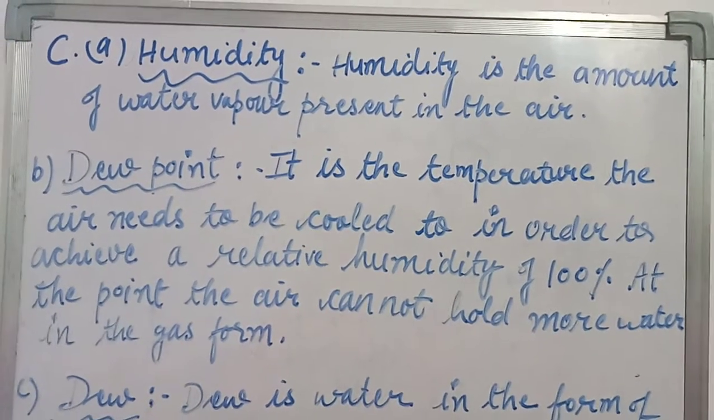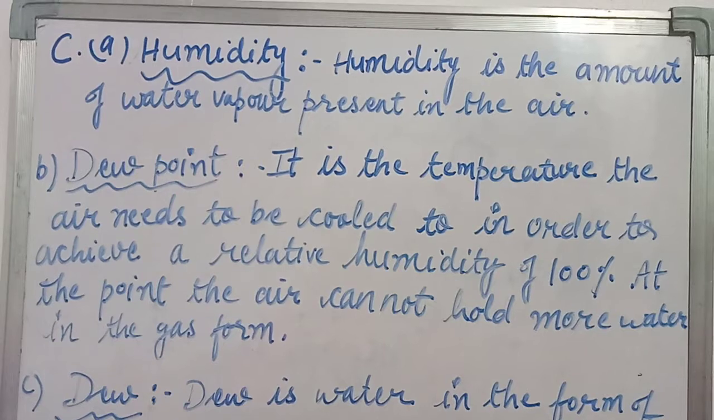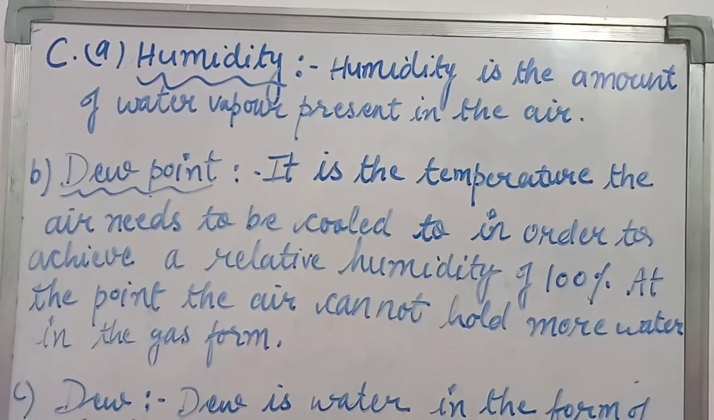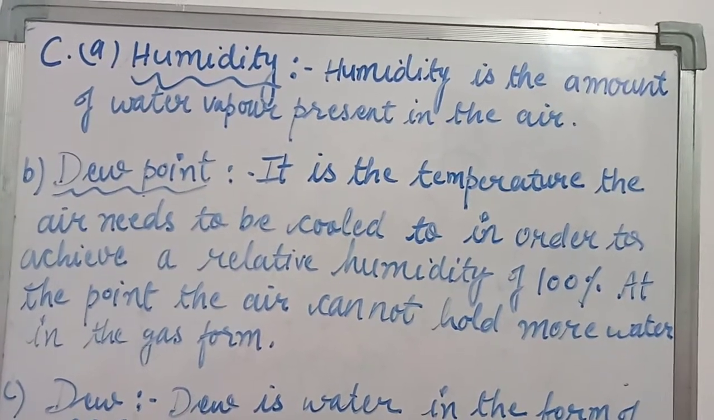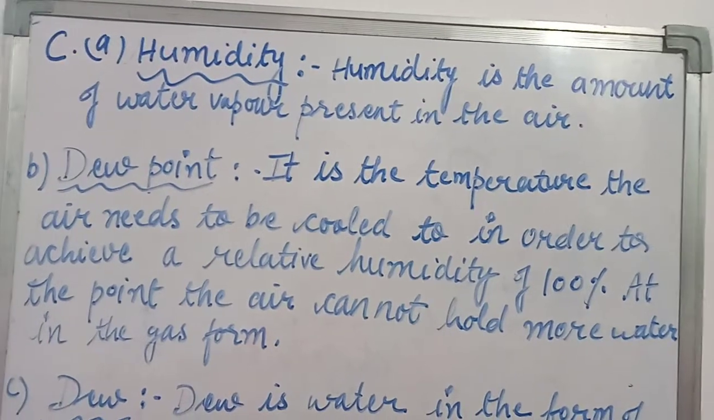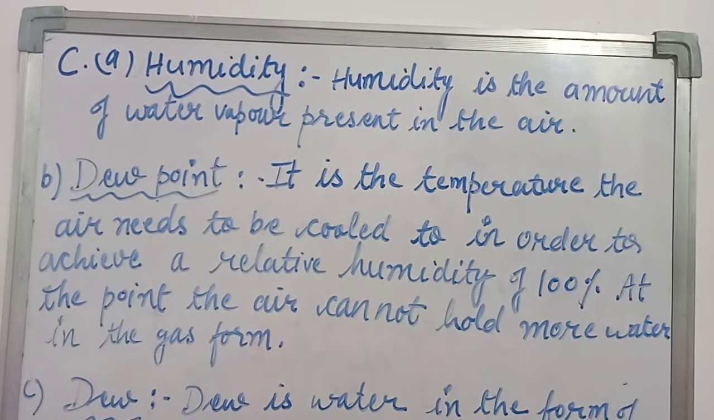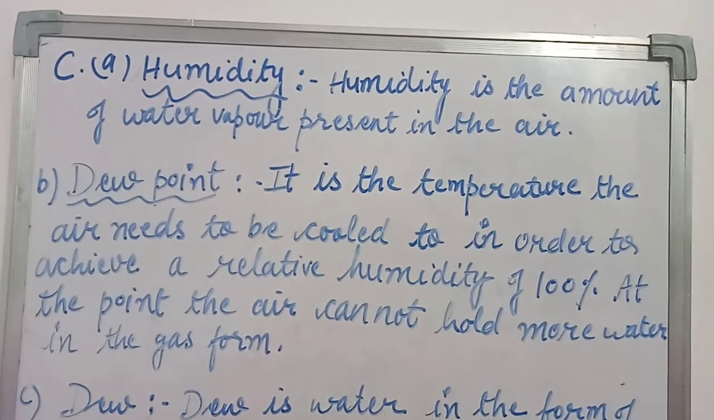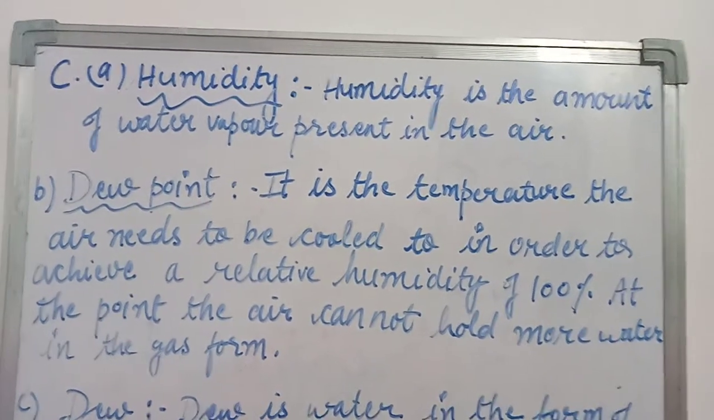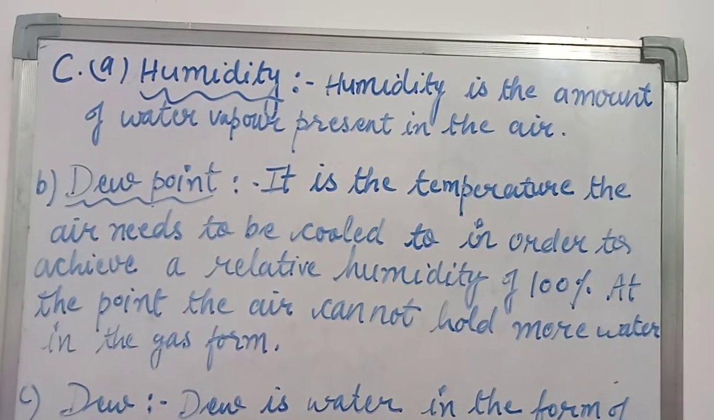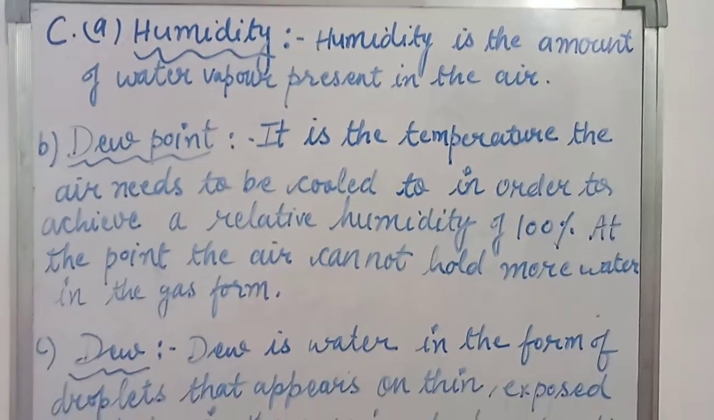Now the second one, dew point. Dew point is the temperature the air needs to be cooled to in order to achieve a relative humidity of 100%. At that point the air cannot hold more water in the gas form.